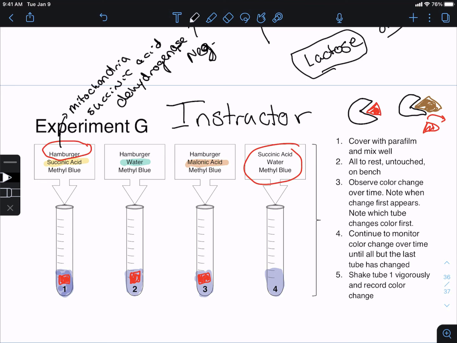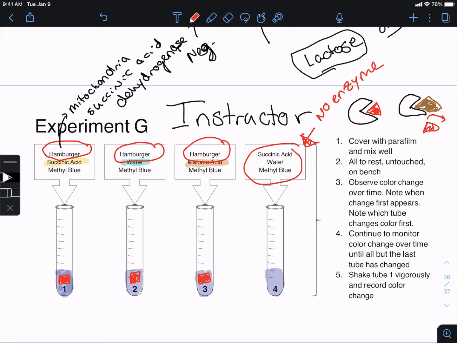So in each of these cases where you see a hamburger, you can think, oh, I just added enzyme. Oh, look, there's some enzyme. Oh, look, there is no enzyme. No enzyme. So what does that make this? It makes this my negative control. Okay, no enzyme, negative control.